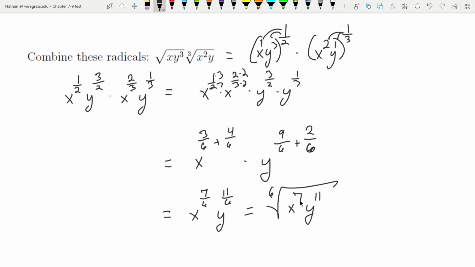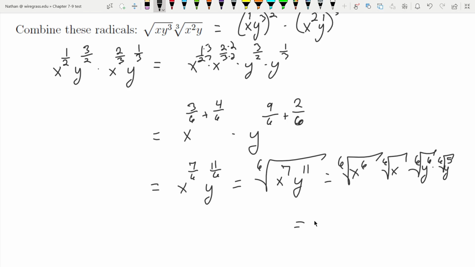And you can see that I can take a 6 x's out of here like this, times x to the 6th times x to the 7th. And the same thing can work for y to the 6th, and this is the 6th root here, and y to the 5. 6 plus 5 is 11.